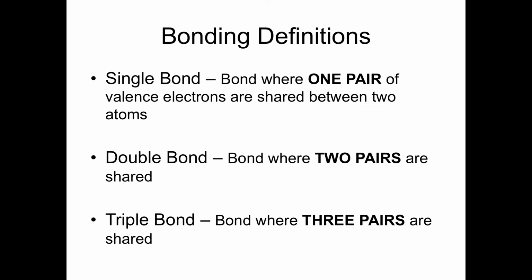Single bonds are way more common than double bonds and triple bonds. Some compounds, though, will need triple bonds. It's not like every single one will, but there will be a couple that you're going to have to do triple bonds for, but a majority of them will be single bonds.